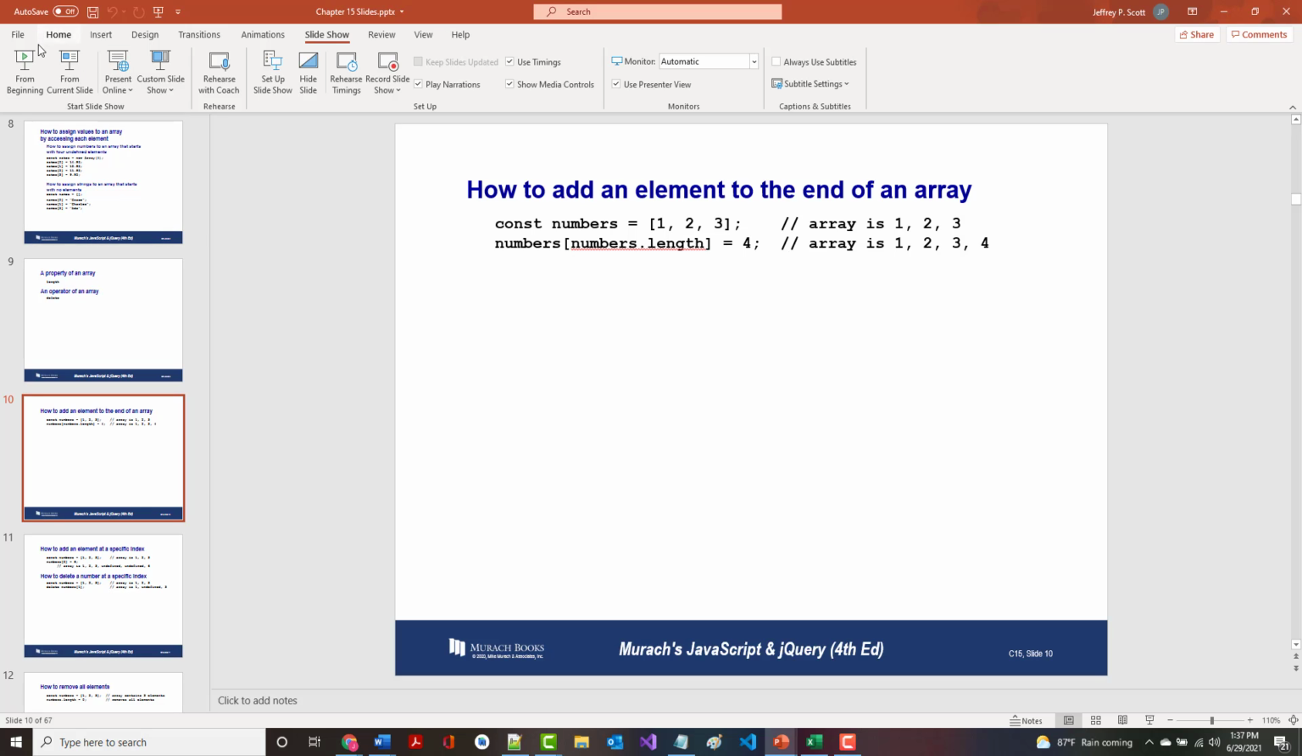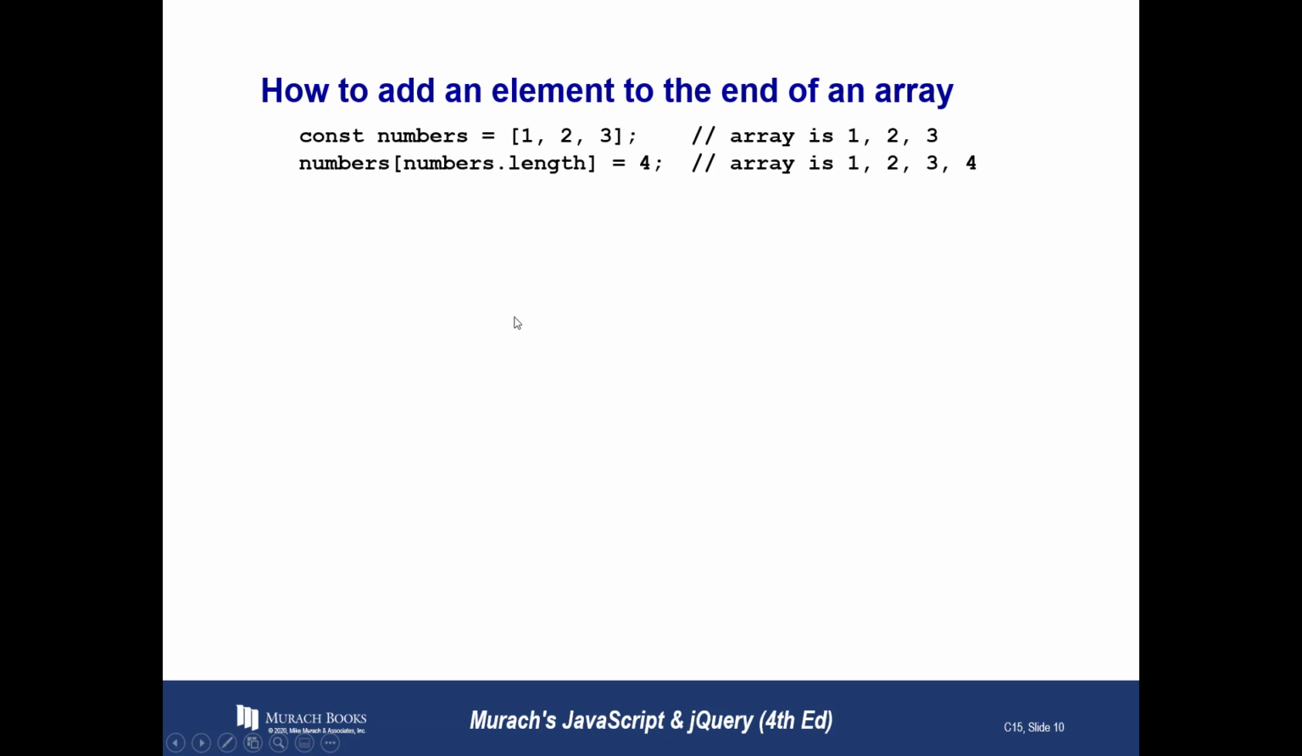Adding an element to the end of an array, the easiest way is just to say the name of the array, then the name of the array.length, because since they're 0 based, that would put in the 0, 1, 2, third location, 0, 1, 2, 3, the number 4.